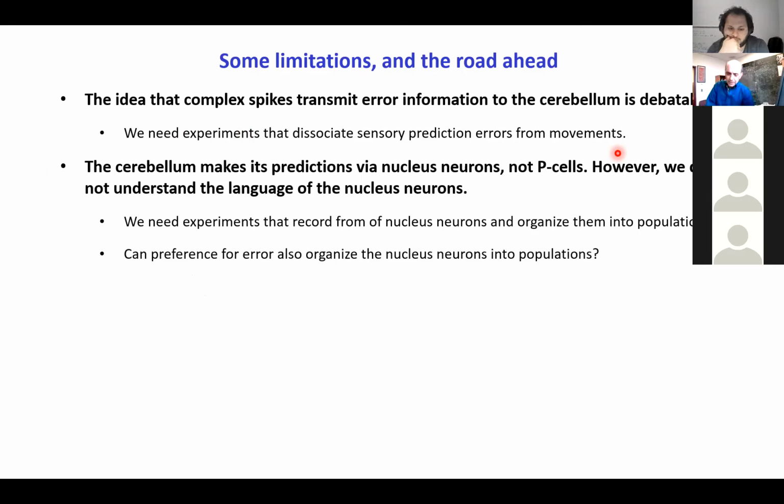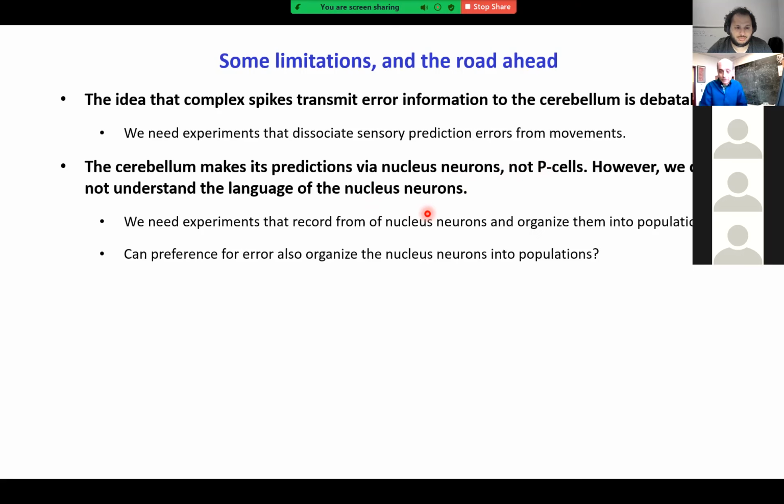The second thing that's a big hole in this presentation is that I've been talking about these Purkinje cells. Well, the cerebellum makes its predictions not via Purkinje cells, but via these output neurons in the nucleus. I haven't talked to you at all about the nucleus neurons, what the heck they're doing. Just as we didn't used to understand the Purkinje cells, we know even less about the nucleus neurons. And the reason why I didn't tell you about it is because honestly, we don't know.